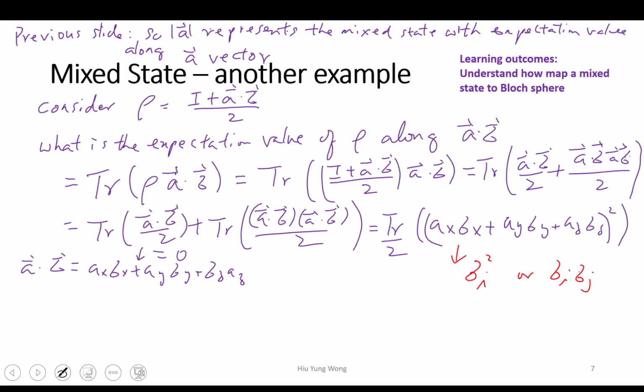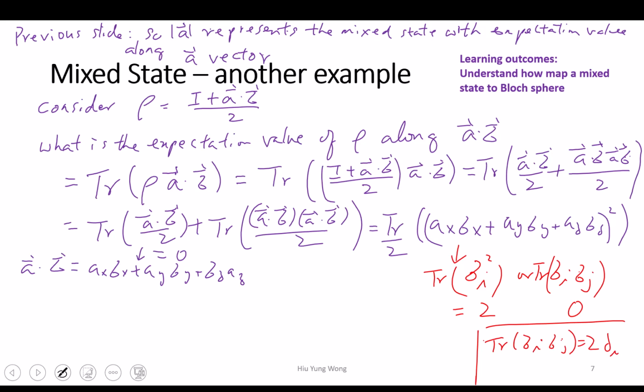But from the trace perspective, do you still remember? The trace of sigma i squared equals what? It is 2, because sigma i squared equals the identity, right? So this is 2. And what is the trace of this one if they are not the same? 0. It is 2 delta ij, right? So this is 0. Just remember this: the trace of sigma i sigma j equals 2 delta ij.